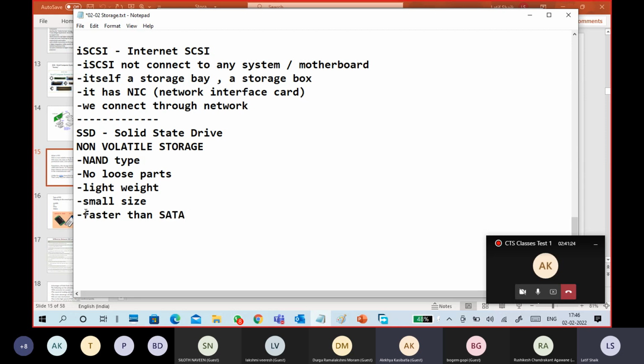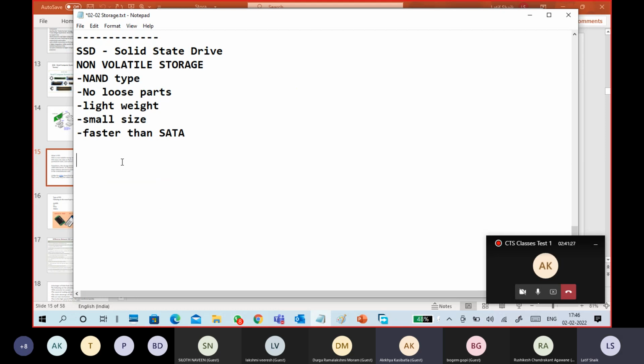Mainly, in the market two types of SSDs are there. NAND SSD, it's a NAND memory only, so there's no need to specify. One is with a SATA interface. The other is NVMe type, non-volatile memory type, with the M.2 form factor. So these are two different types of SSDs.